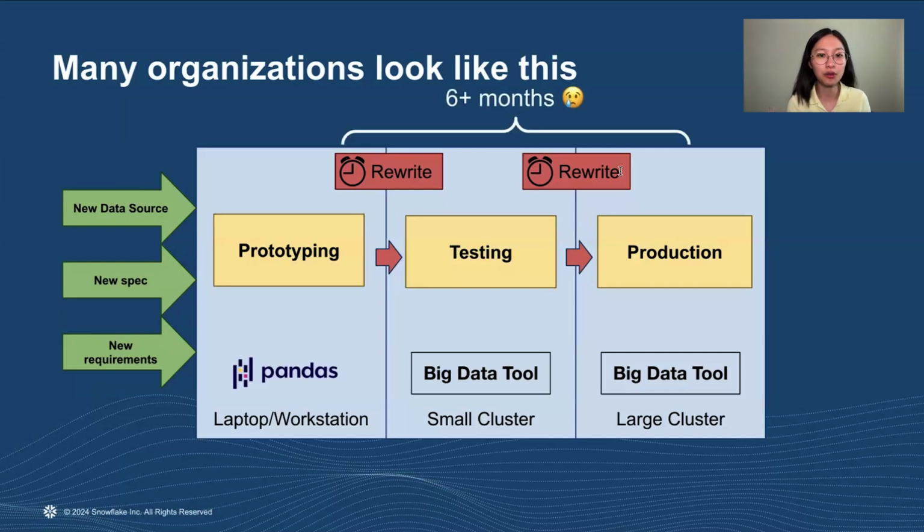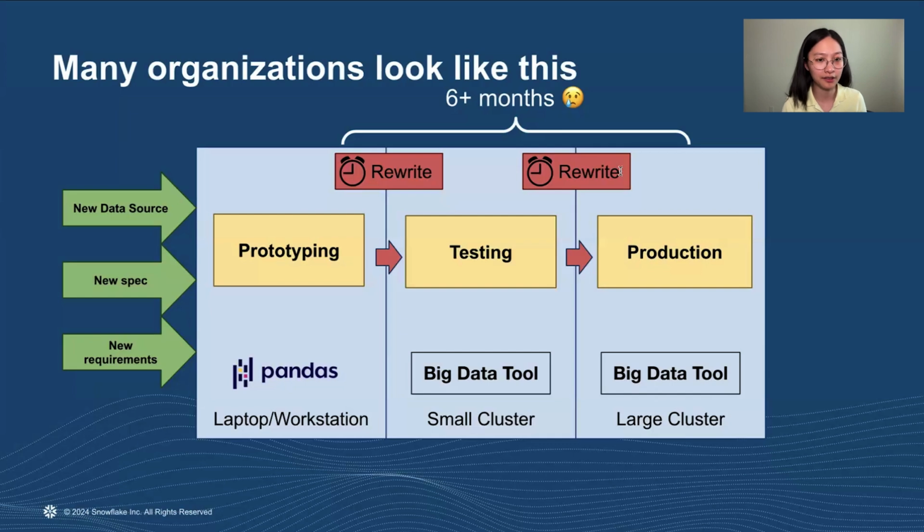And so when we go from this prototyping to production cycle, you can now see why it takes more than 6 months to productionize these workflows. It becomes very time consuming to have to constantly rewrite these workflows into these more scalable frameworks.